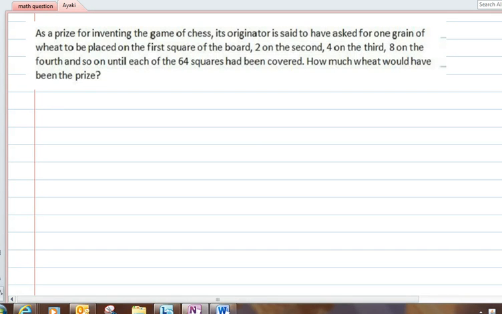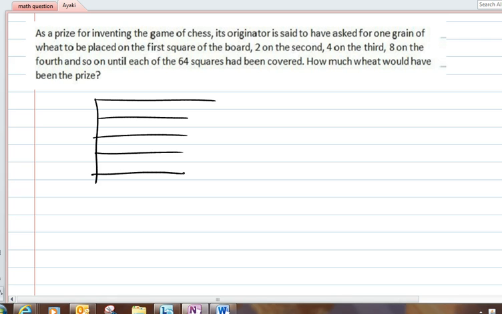Alright, this is asking about a game of chess. Those of us who know how to play chess know that this game is in the form of squares like checkers. There are shaded ones and there are those that are not shaded. So it's actually an 8 by 8 square, and that means there are 64 squares in total.